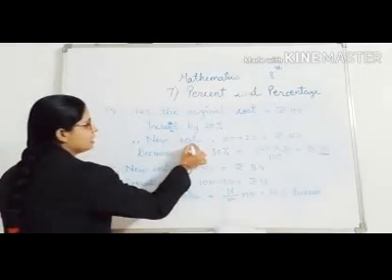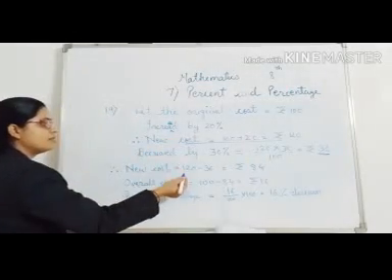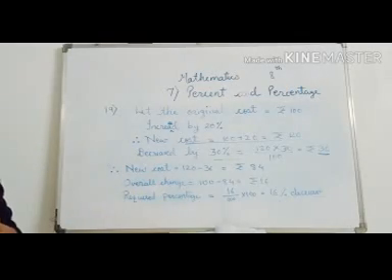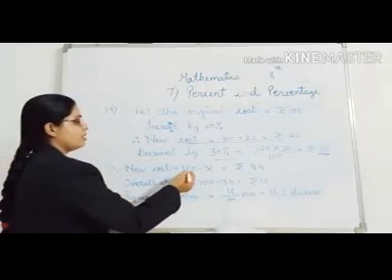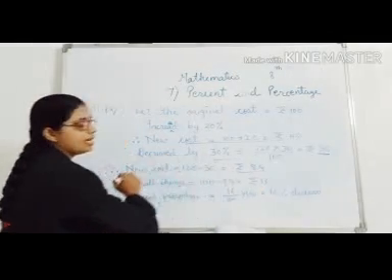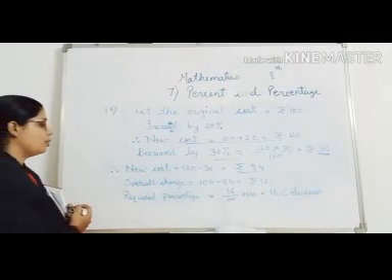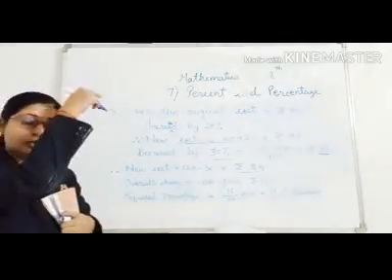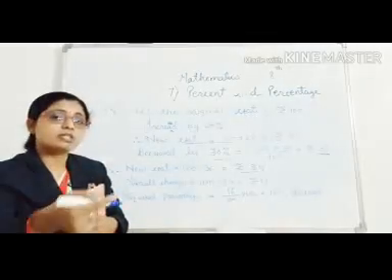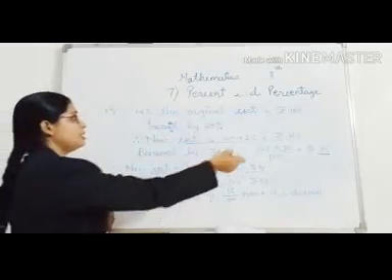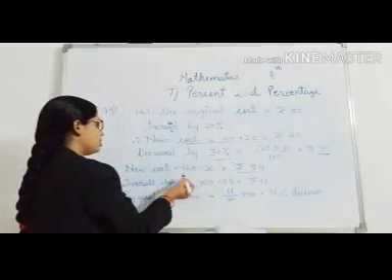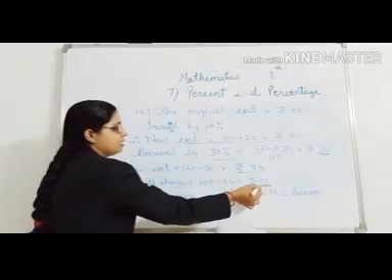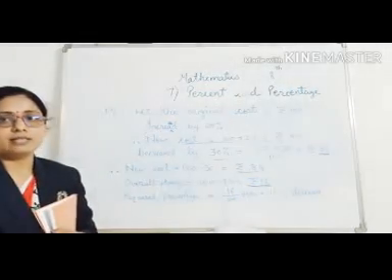Then afterwards, what will be the new cost? Whatever the cost was after increasing, we have to subtract the decrease from it. Then we will get the new cost. That is 120 minus 36, so we are getting 84 rupees. Now, what is the overall change? Overall change means from the original value to the new cost, what is the change? So the original value is 100, minus the new cost of rupees 84. So 100 minus 84, we are getting the overall change, that is 16.